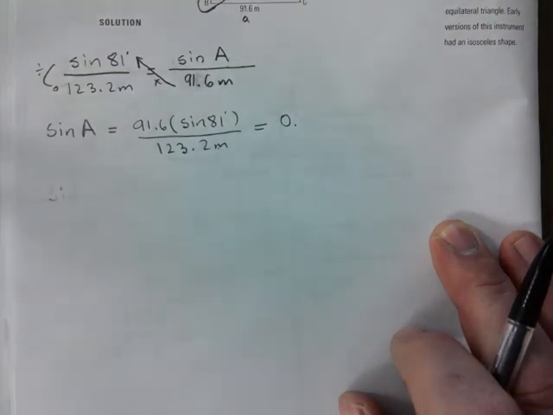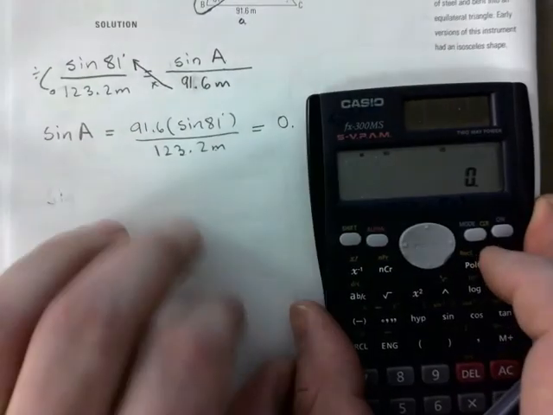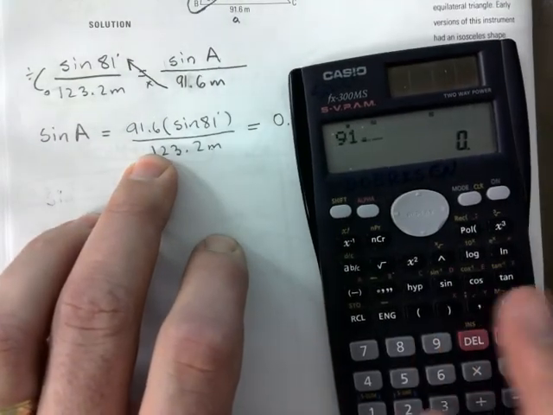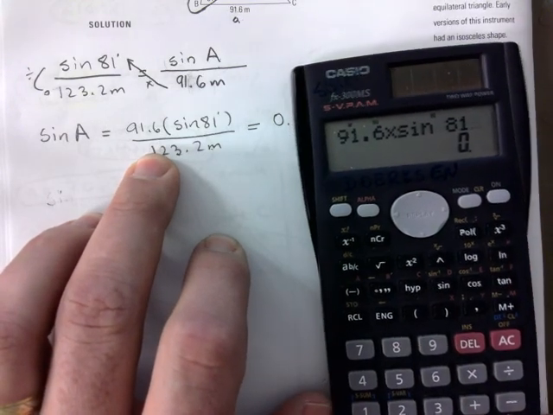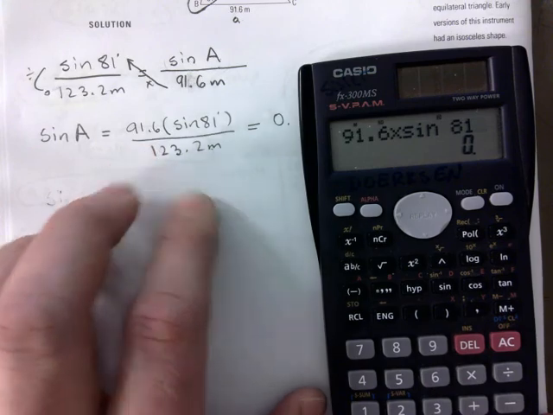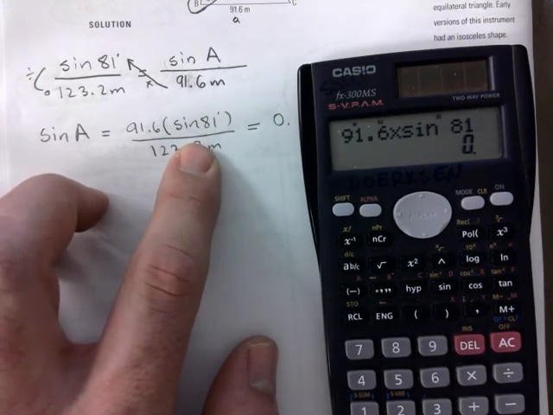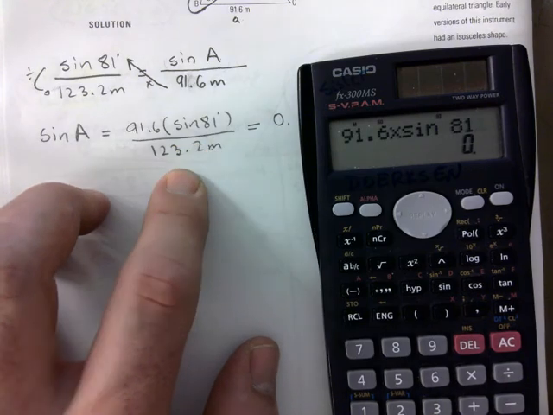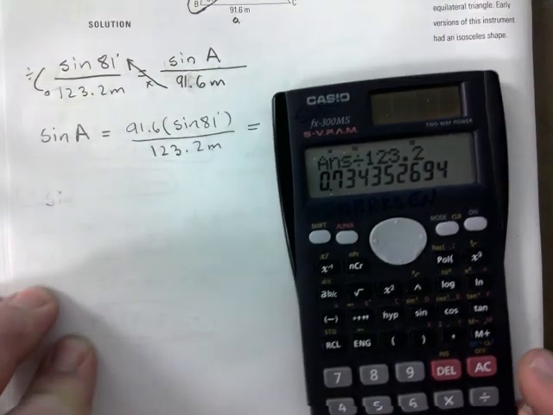You did something wrong, right? So let's type that in. 91.6 times sine of 81. You might have a different calculator. You might have to go 91.6 times 81 sine, hit equal. Okay, so you know who you are. Divided by 123.2. And watch this.